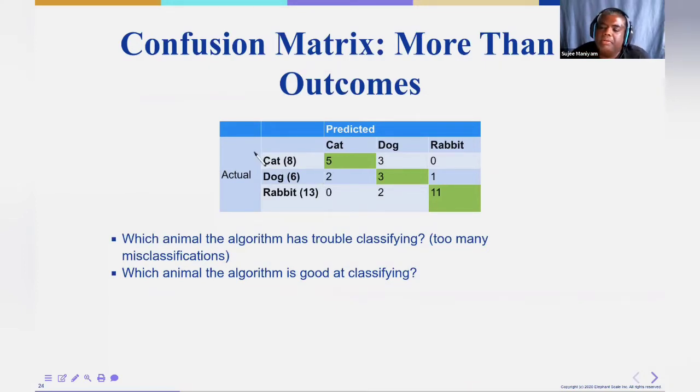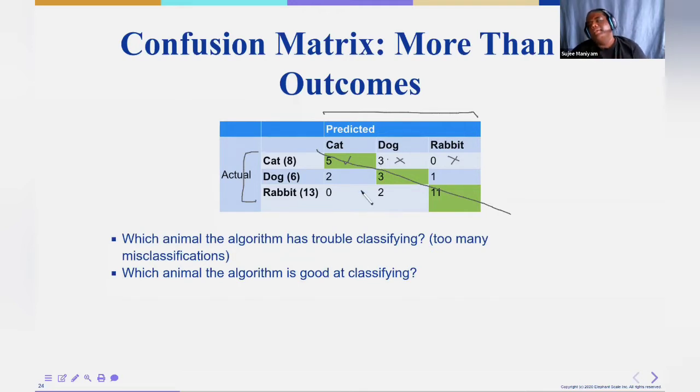I'm classifying animals. Those are my input data, right? I am sending in 8 cats, 6 dogs, 13 rabbits, and this is what the algorithm is predicting: cat, dog, rabbit. So for example, I send 8 cats. Out of 8, it predicts 5 correctly as cat. 3 it misclassifies as dogs. So what we're looking for is diagonal numbers. The green cells, they have to be high. But it's not perfect, right? Because we see some other numbers all over the place as well.